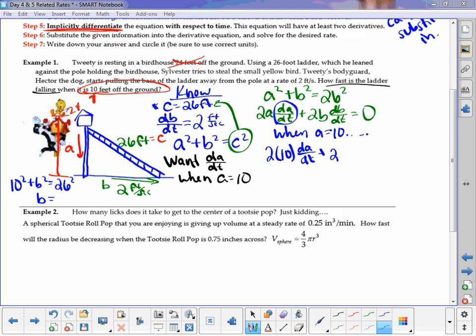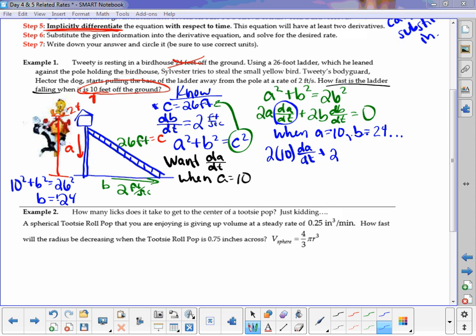What did we get for our b value? Should be a nice number. 24. Now, again, we know it's plus or minus, but in the context of our problem, we cannot have a negative distance. So when a is 10, b is 24. I personally like to go ahead and write that information in. It's not necessary because we've already given that specific moment in time by saying when a is 10. I just like to rewrite it for my own personal use.